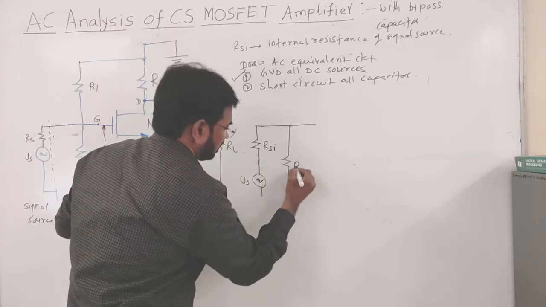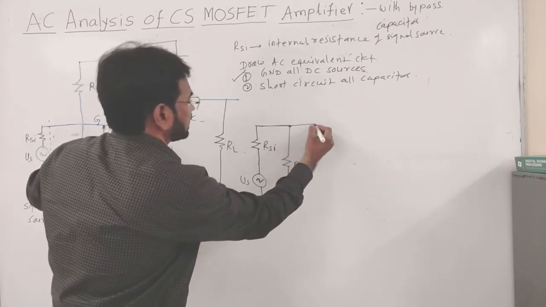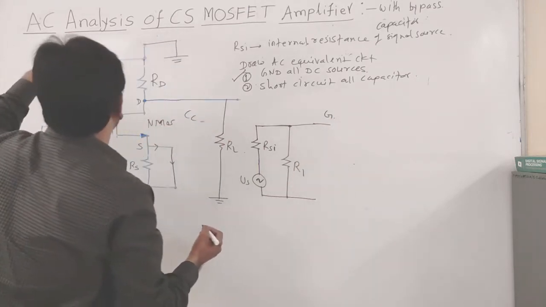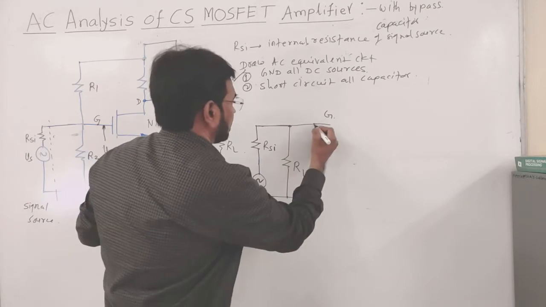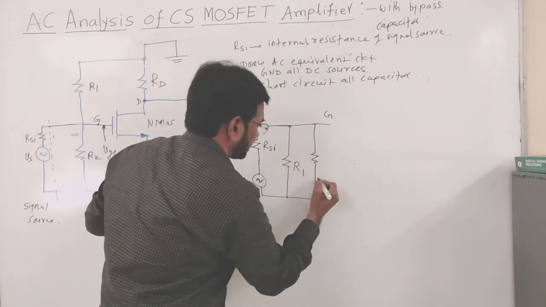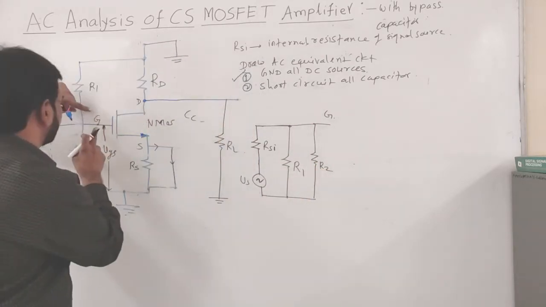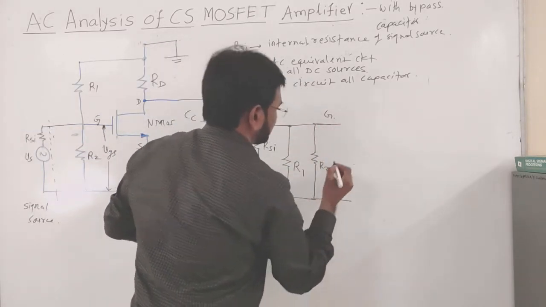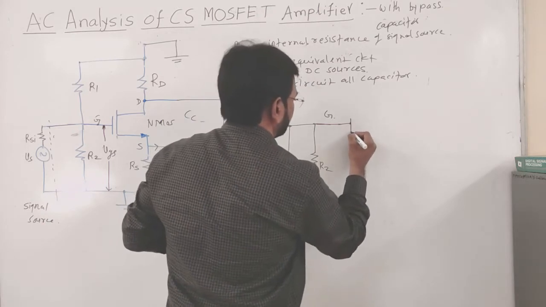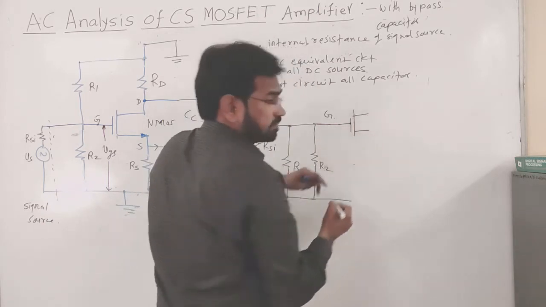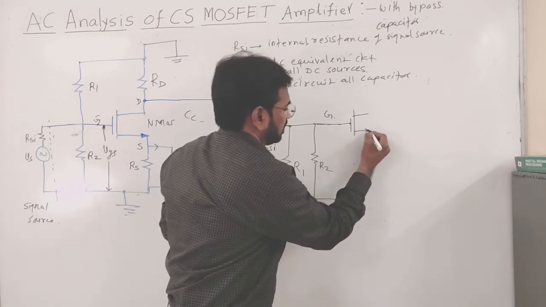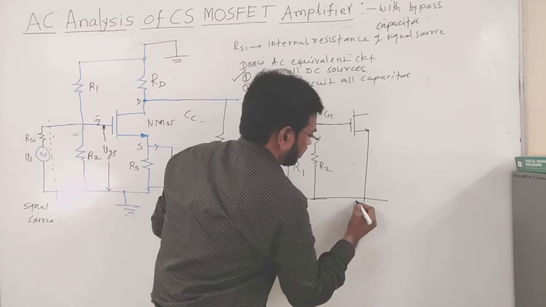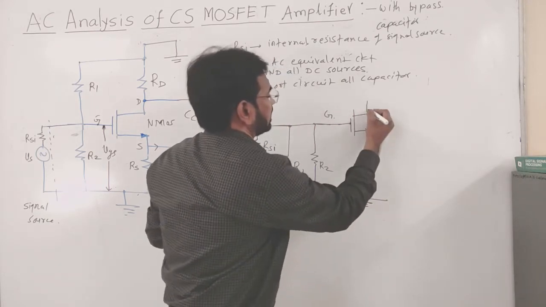R1, already this point is at the gate, and this other terminal of R1 is connected to ground. Again, we already have R2 here, connected to gate and ground. So, here we have the gate. Now, from this point we have the gate of the transistor. This will be without RS, the source directly connected to ground, and this is the drain.